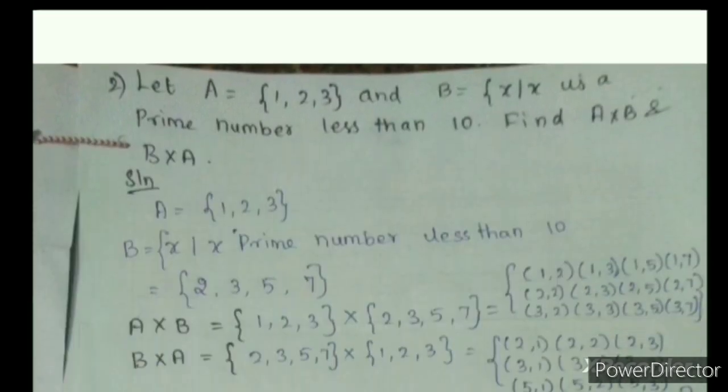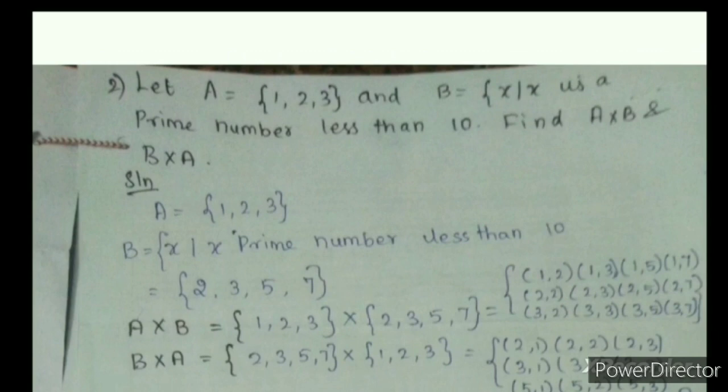Let A is equal to 1, 2, 3. B is equal to X such that X is a prime number less than 10. Find A cross B and also B cross A. So the sum is so easy. The only thing is, how do we find the prime numbers less than 10? What is a prime number? A number divisible only by 1 and itself is called a prime number.